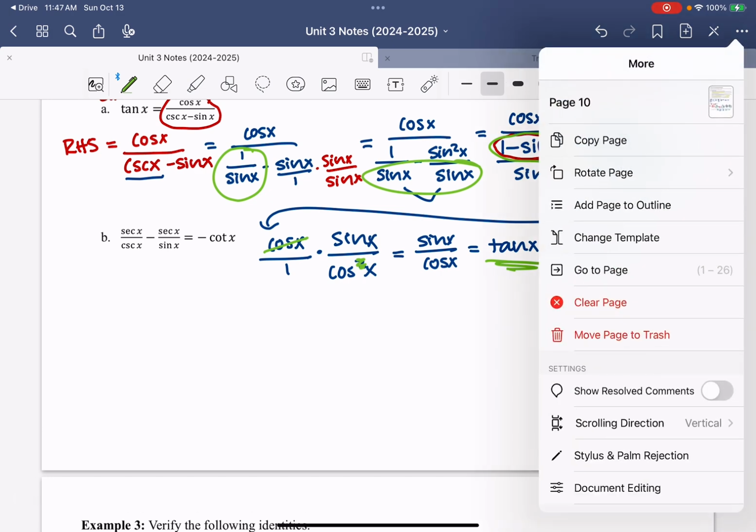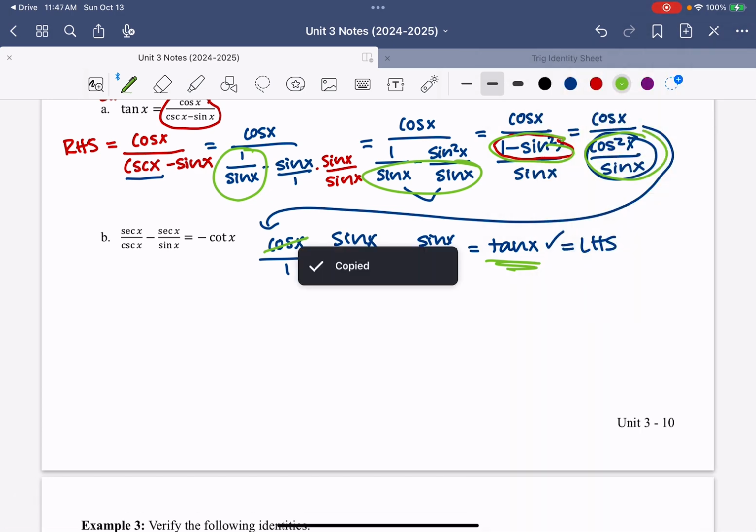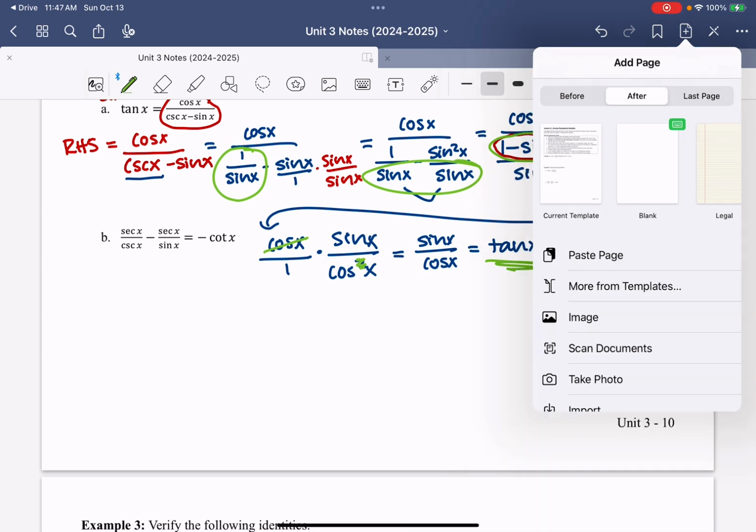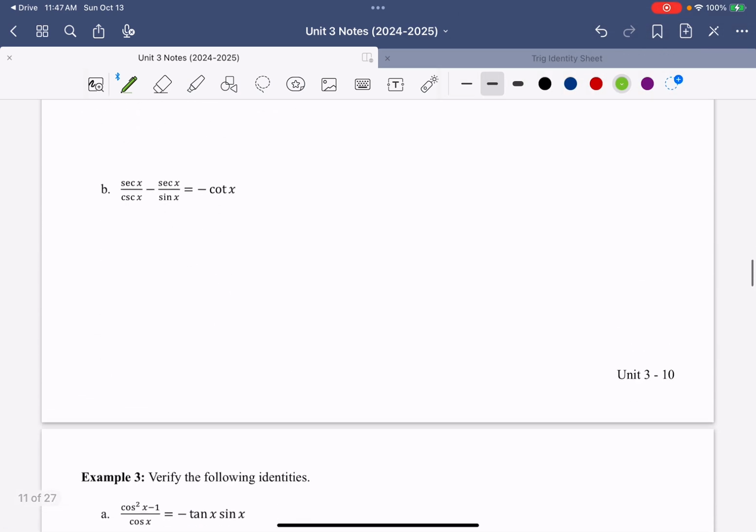I'm going to make a copy of this page, though. Let's see. I want to duplicate. How do I do that? Okay. I needed more space.